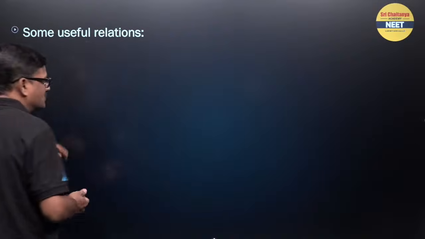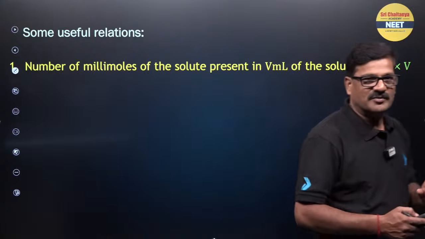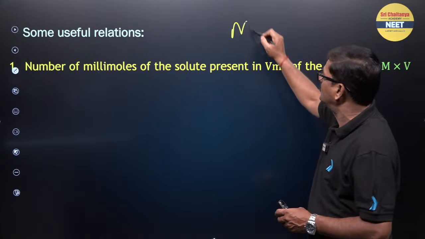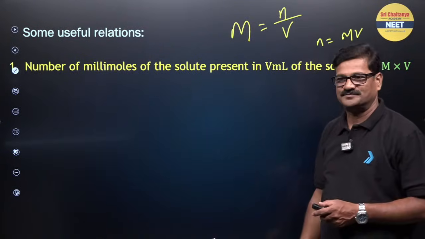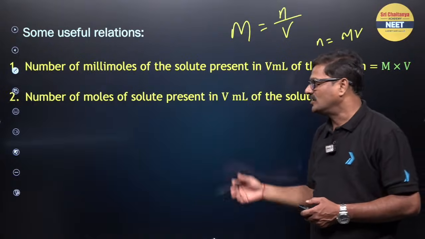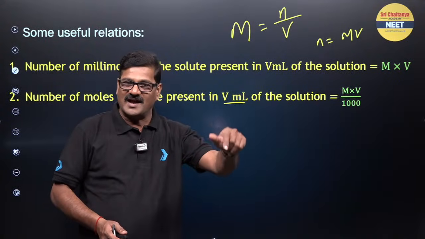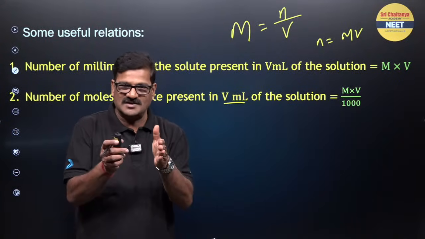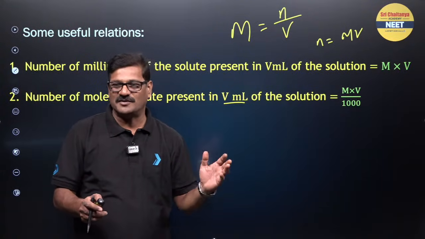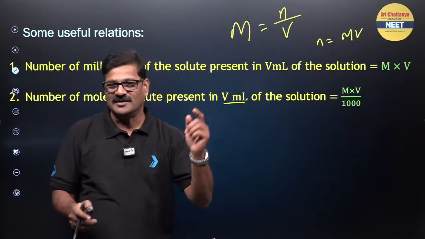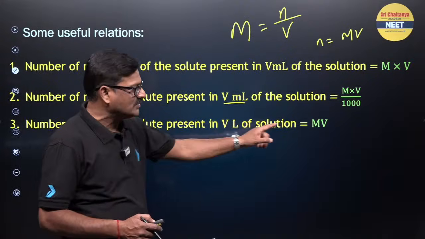And also some useful relations in solutions and colligative properties. Molarity is equal to number of moles upon volume, so number of moles is molarity into volume. The number of moles of solute present in V milliliters is MV by 1000. Today's session, if you confine yourself to this context, you can write your NEET examination and whatever competitive examination it is, right? Come on.